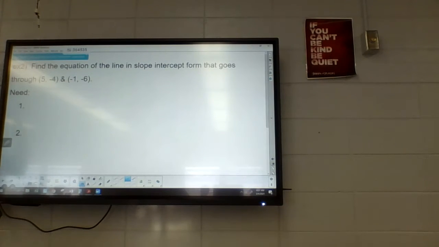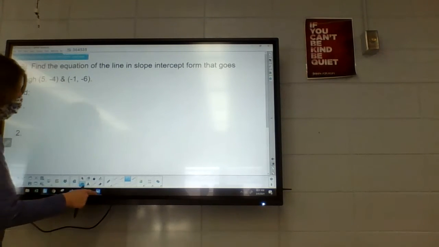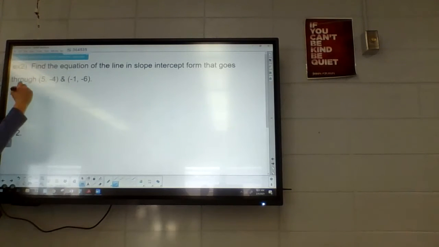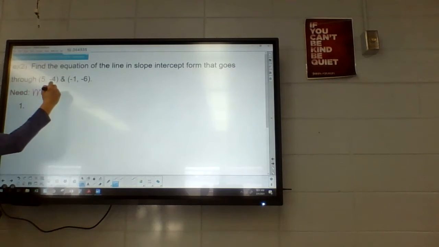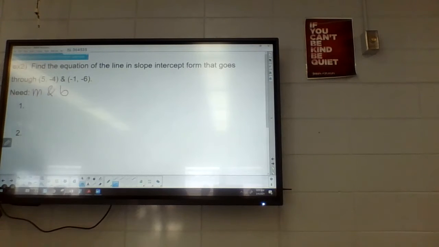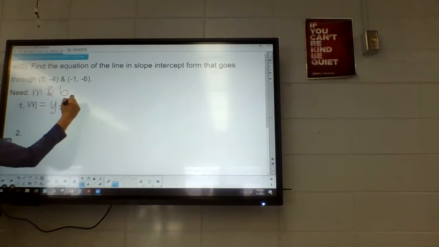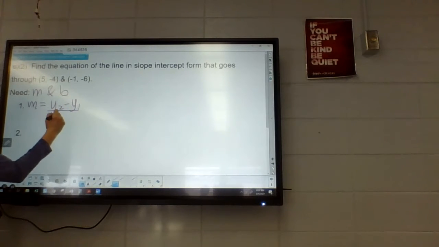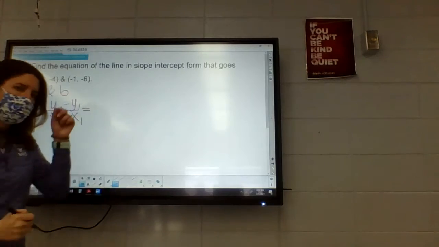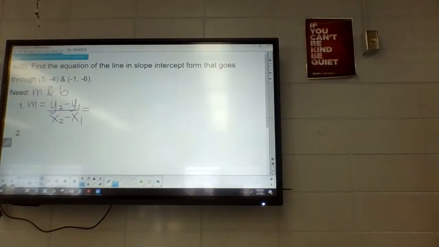Just a reminder, we're testing on this in like 2 Mondays, so we want to make sure we're confident with it going into the end of the semester, putting your best foot forward here at the end. So we need m and b, and if you recall yesterday, we talked about m. We have this great formula to help us. I didn't make you memorize it just to make you memorize something. We use it quite a bit.